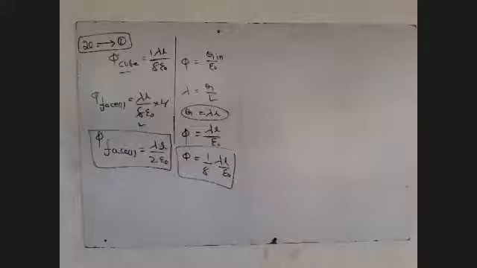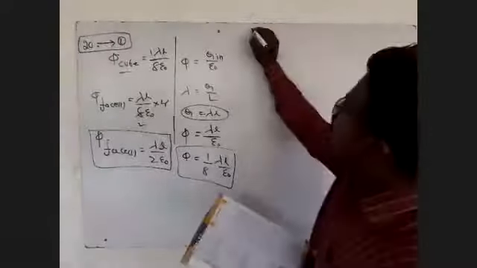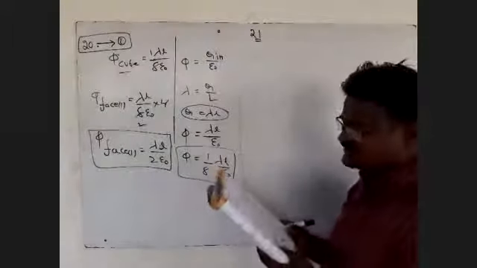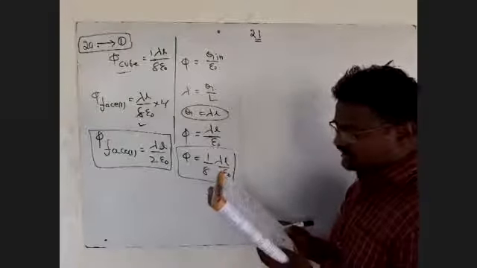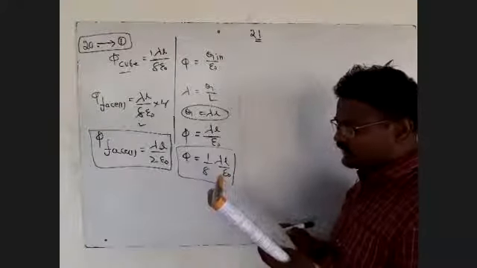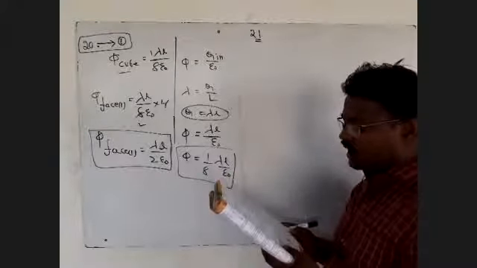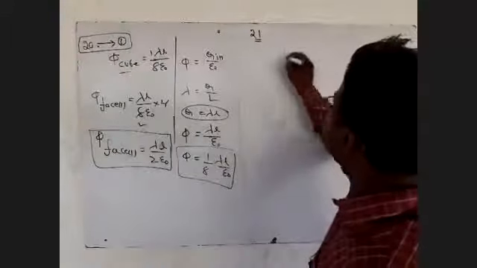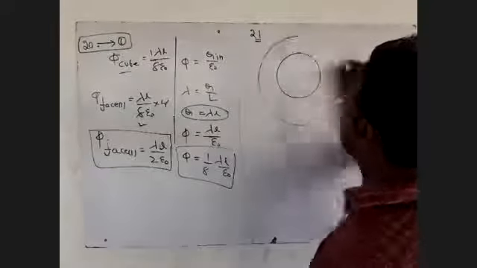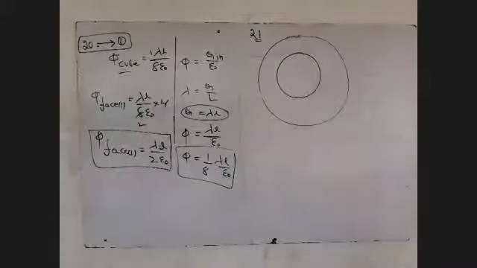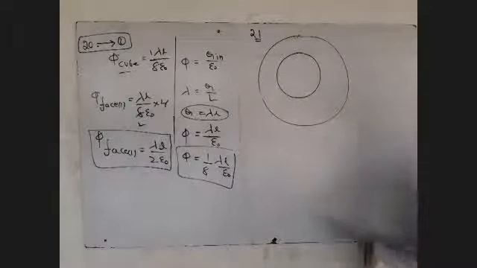Next, question number 21. What is given? A point charge Q is at a distance R from the center of an uncharged spherical conducting shell whose inner and outer radii are A and B. Then the potential at a point O less than A is Q by 4 pi epsilon naught. This is one shell, and this is another shell.